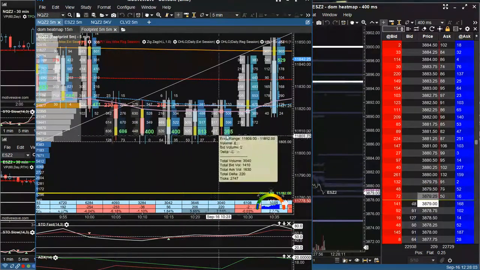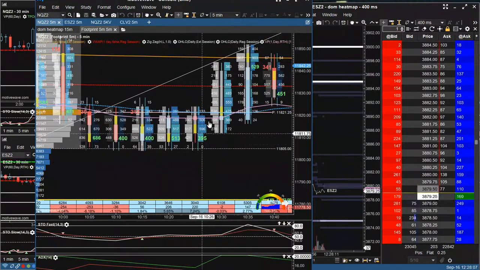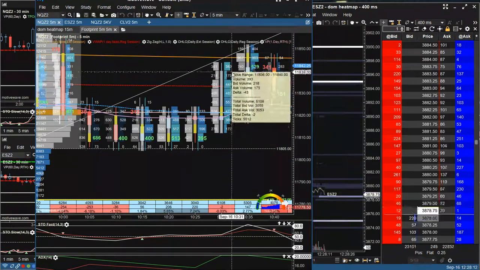I didn't take my trade until here, until we actually broke out, like until it actually ripped. And I closed my long, and I got 36 or something like that.